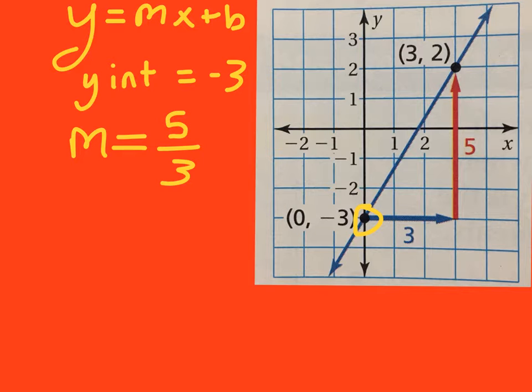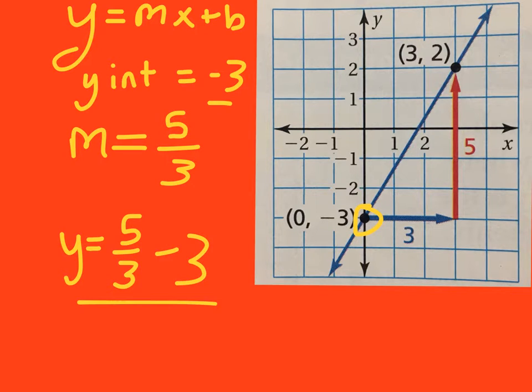And so now I just need to write this in slope-intercept form. y is equal to 5 over 3, and our y-intercept for our b was -3. And that's it. I'm done.